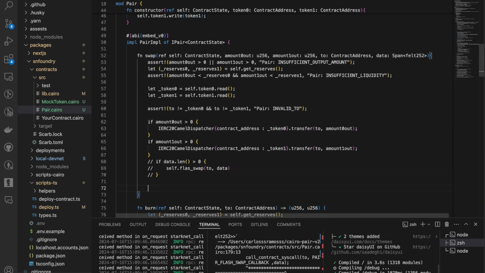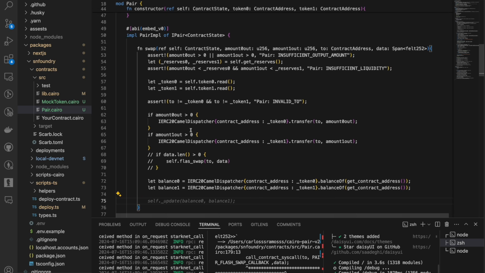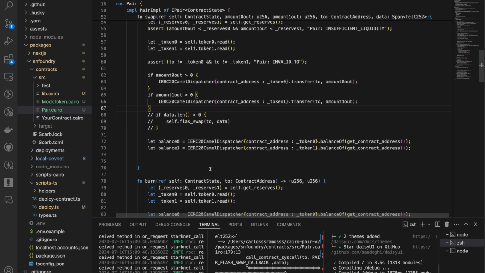Okay, after this section is done, we need to read the balances. The new balances means that after the flash loan has been done, you have to basically send the tokens back or repay the loan that you just did. And this is what's going to be checked just now. So we read both balances for both tokens on this address, on this contract, and then we are going to calculate the amount in.